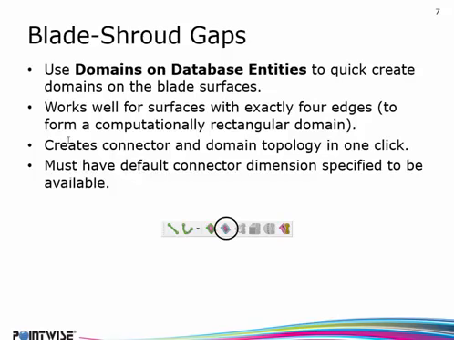The tricky part about using domains on database entities when you're doing structured grids, of course, is the fact that those domains have to be computationally rectangular, which means the surfaces that you select to generate these domains need to be essentially rectangular. They need to have 4 edges. Otherwise, Pointwise will not be able to put them together into a structured domain. That's the other reason why I use a straight dimension for the connectors instead of an average spacing, so that all the connectors have the same dimension, and of course that's computationally rectangular and can be put together into a domain. All right.